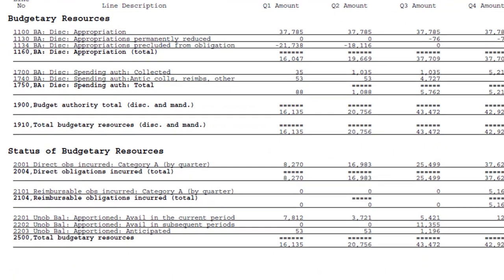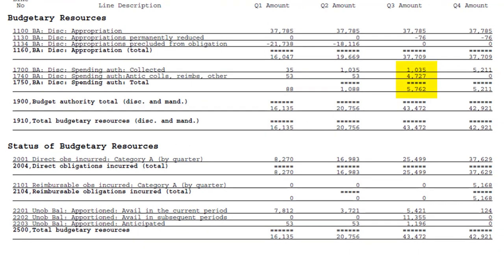On the SF-133, we can see that these amounts match the amounts reported as of the end of the third quarter. However, by year-end, note that only $5.2 million was collected. Since no anticipated resources can remain at year-end, the total discretionary spending authority from offsetting collections is reduced to the $5.2 million collected. Let's pause for a moment and compare our two ways of spending somebody else's money.